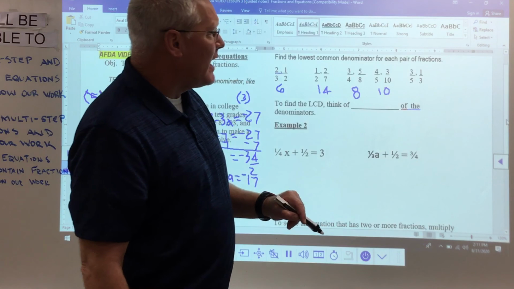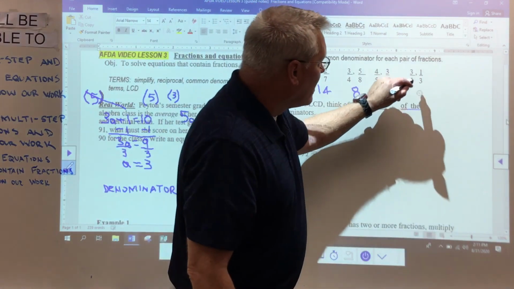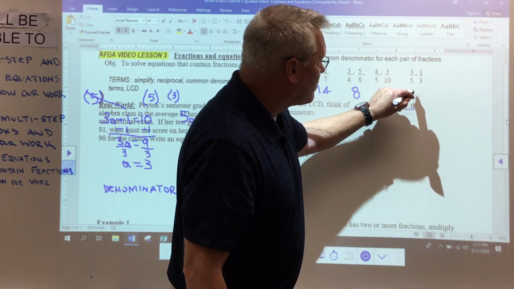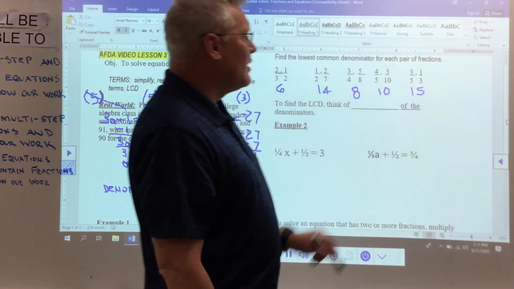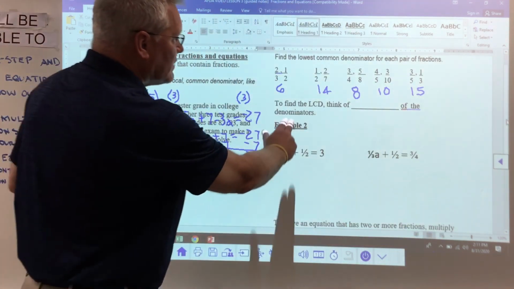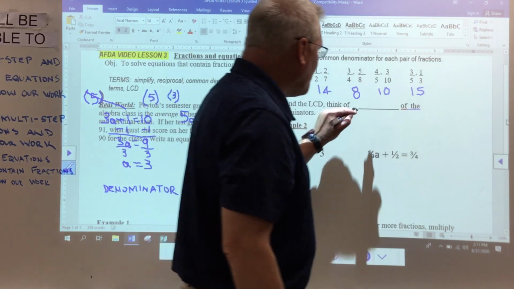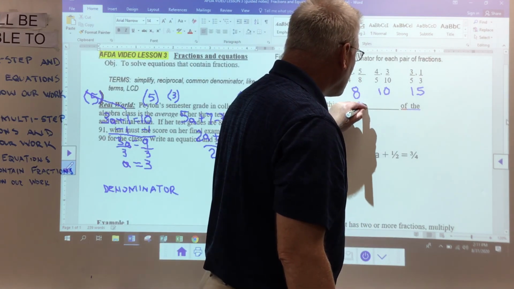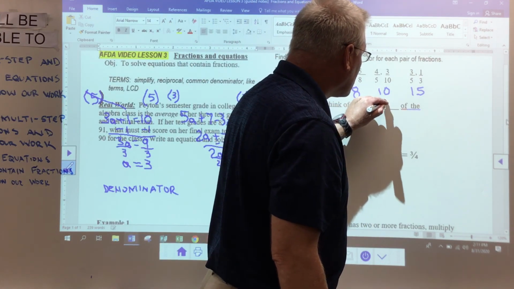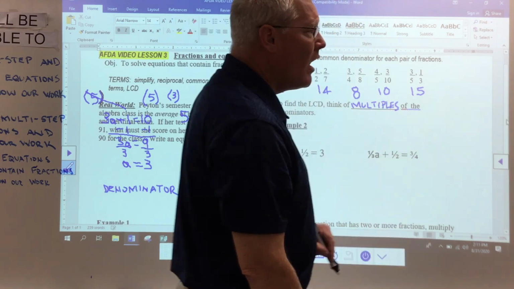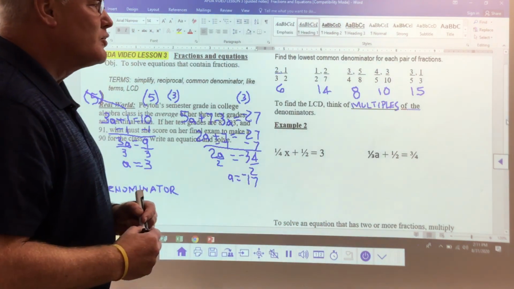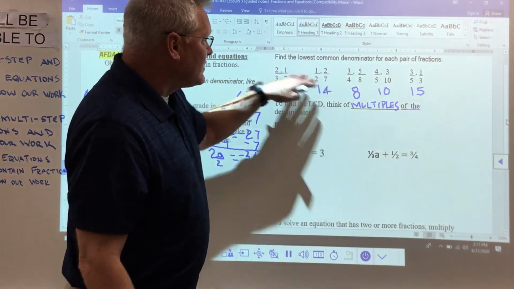LCD is going to be a 10. You wouldn't want to multiply those together. This guy right here, 5 and 3, you're going to wind up with 15. So, to find the LCD, think of multiples of the denominator. So that's your trick there. Now, of these denominators that you have.